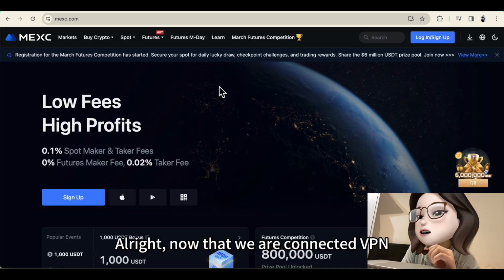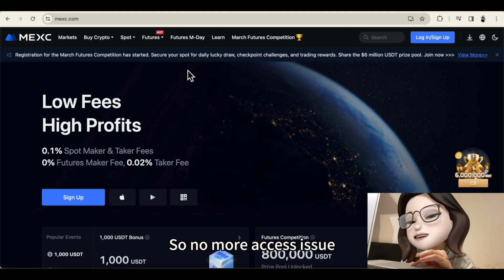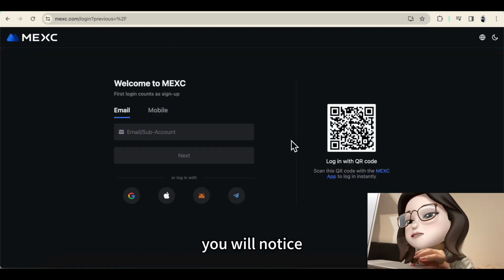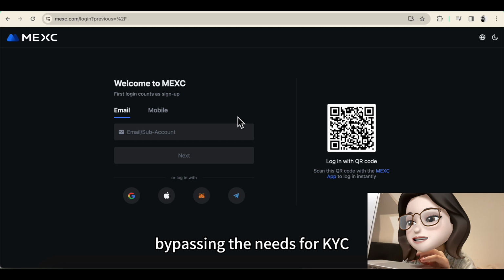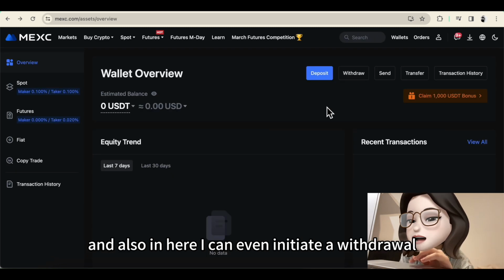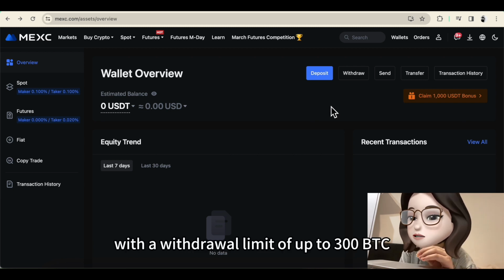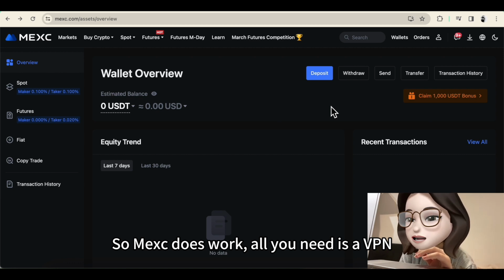Alright, now that we are connected to the VPN, let's open MEXC. So, no more access issue. If we head over to my MEXC account, click on here, you will notice I signed up using just an email address, bypassing the need for KYC. And also in here, I can even initiate a withdrawal without any KYC requirements, with a withdrawal limit of up to 300 Bitcoin. So MEXC does work. All you need is a VPN.